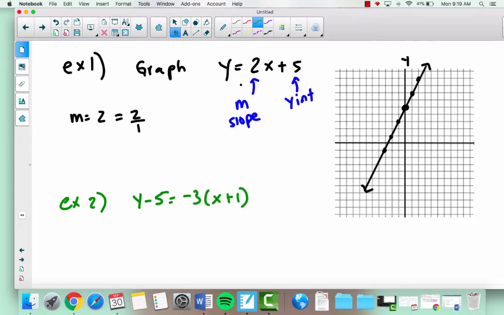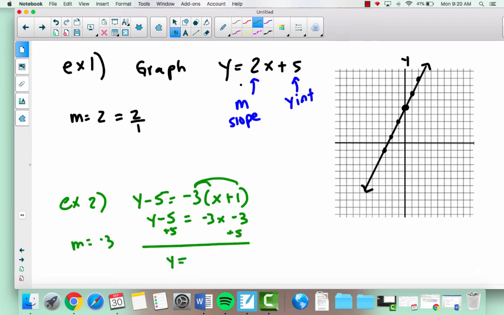So in this form, we know what our slope is. We know the slope is negative 3, but we can't tell what the y-intercept is. So what you could do here is simplify and get it back into the point-slope form, or slope-intercept form. So I'm going to distribute the negative 3. So y minus 5 equals negative 3x minus 3, and then add 5 to both sides. And that gets us y is equal to negative 3x plus 2.